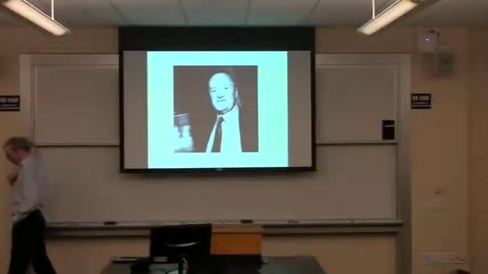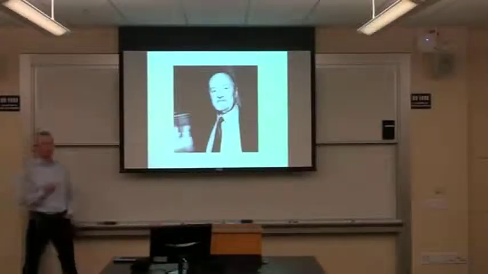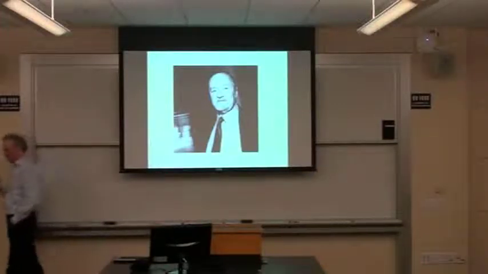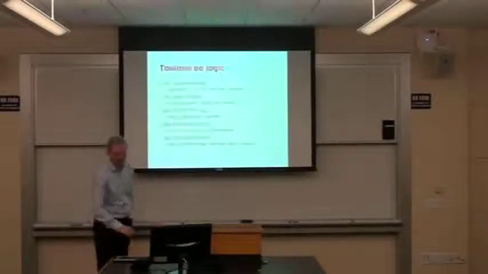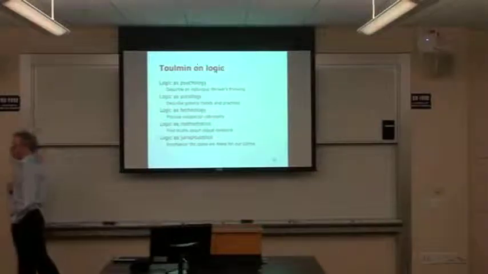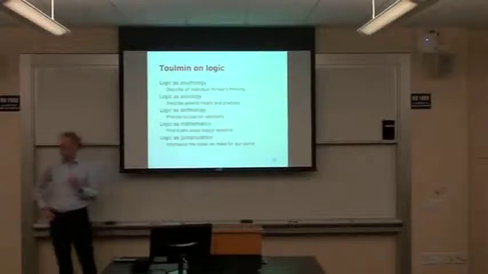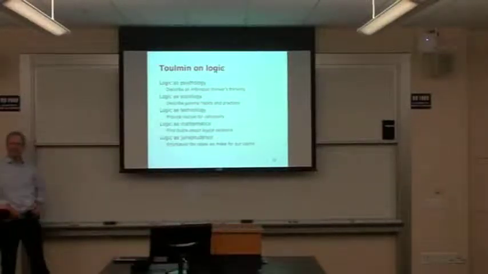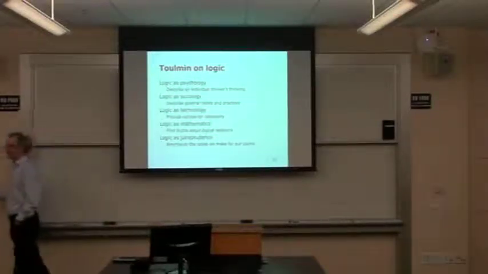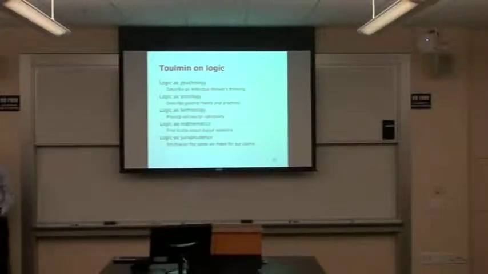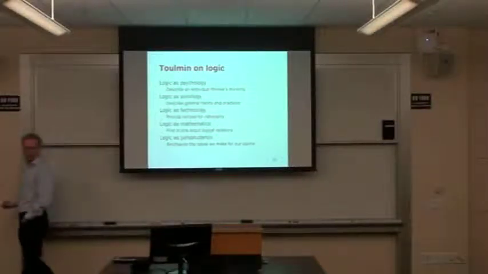So I like to mention also a historical connection. This is Stephen Toulmin, a British philosopher who went to the United States and is associated with discussing the nature of logic, and then especially from the perspective of argumentation. And he has this list of perspectives on logic as theories of reasoning. So first, logic as psychology, describe an individual thinker's thinking. Then logic as sociology, describe patterns among people that people share, general habits and practices. Logic as technology, and he's not referring to something like computer science, interestingly, but thinking of it as an art, let's say. Reasoning is an art, so you have recipes for rationality, something like that.